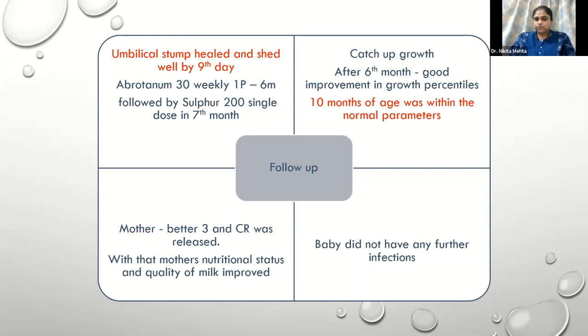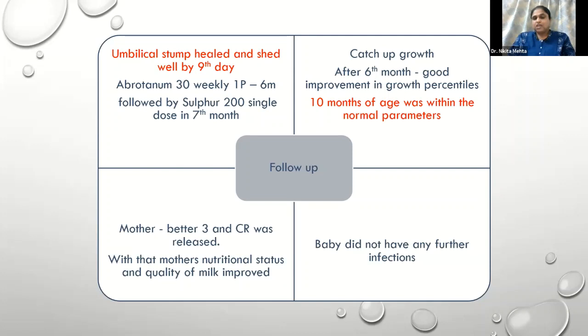And we got very good results in catch-up growth. After 6 months, the baby's percentiles improved on the growth chart. And a very encouraging result was that at the end of 10 months of age, it came within the normal parameters of its peers. Otherwise, in asymmetric IUGR cases, it almost takes 1 to 2 years of age to reach these parameters.